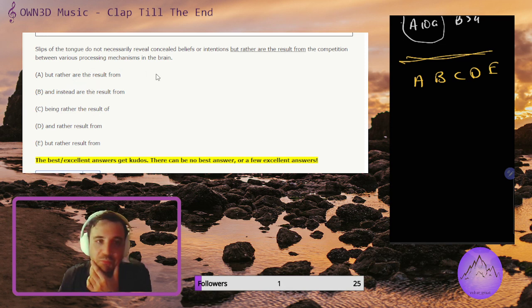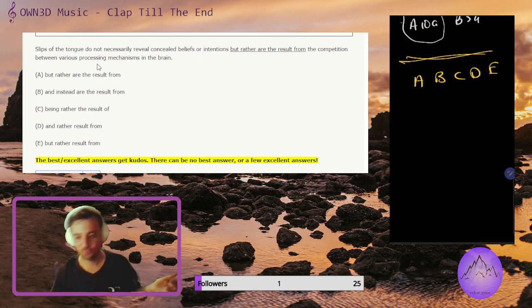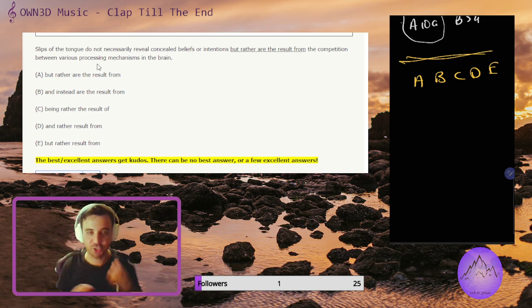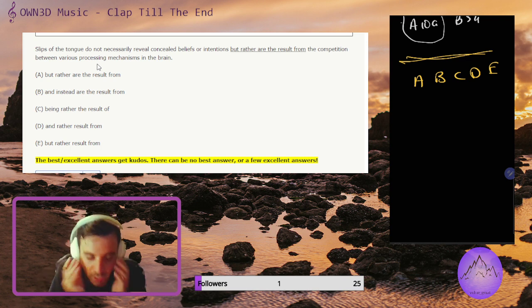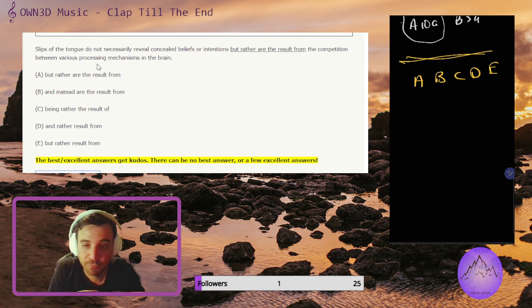In this sentence, I basically just started by reading it: slips of the tongue do not necessarily reveal concealed beliefs or intentions, but rather are the result from the competition between various processing mechanisms in the brain. Now, the first thing I always try to do is say, well, what is this actually trying to say? What's the meaning that they're trying to tell me in this sentence? And I think it's relatively clear. It's basically saying if someone has a Freudian slip, the whole point of a Freudian slip was saying that if someone accidentally says something, then that's probably some underlying belief that they were trying to hide.